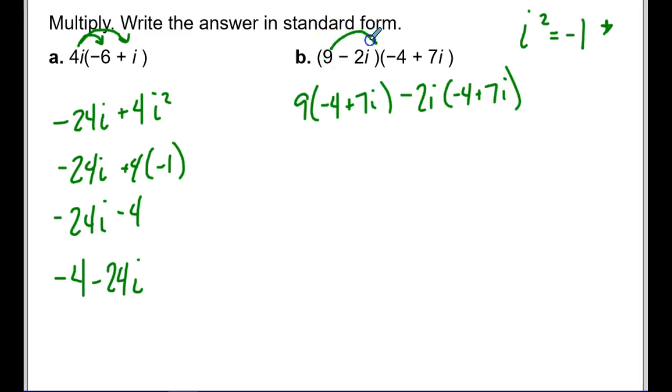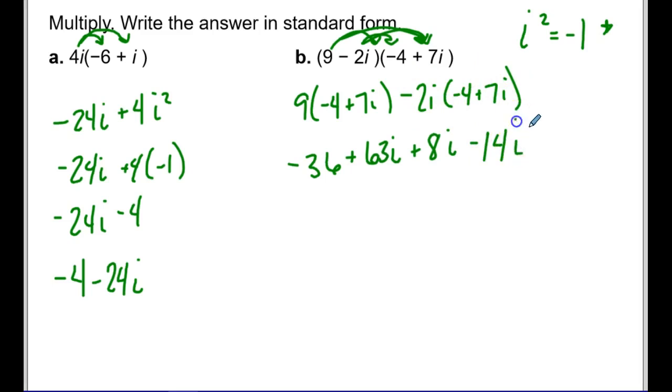All I'm doing is distributing these to both of my terms in my second binomial. So 9 times negative 4 is negative 36. 9 times 7i, now I have my i value included, is my 63i. Negative 2 times negative 4 is plus 8i. Negative 2 times 7 is 14. i times i is i squared.